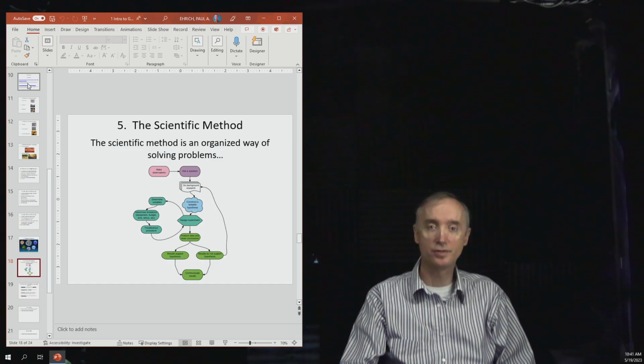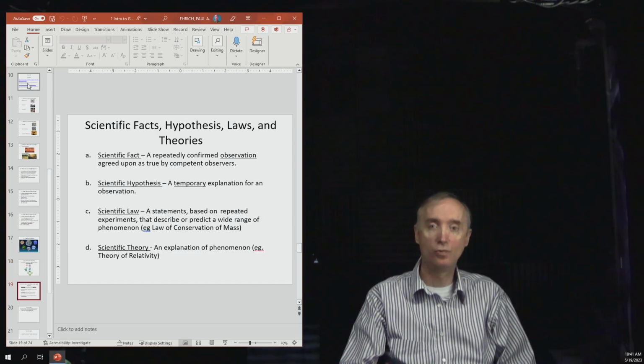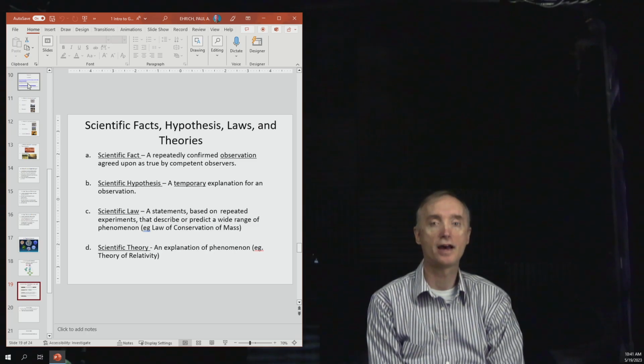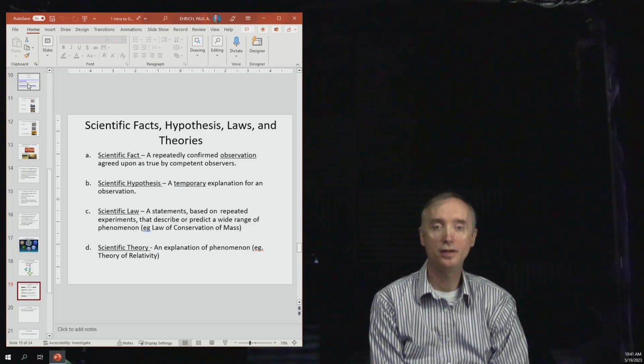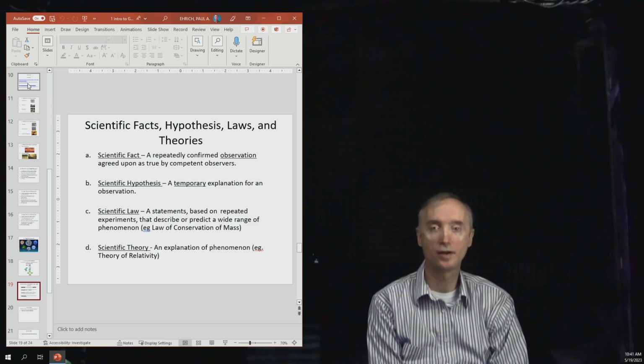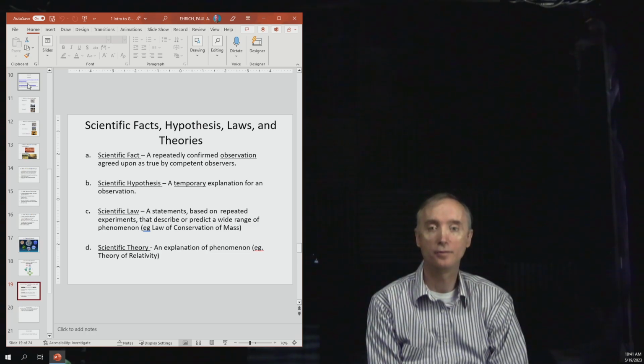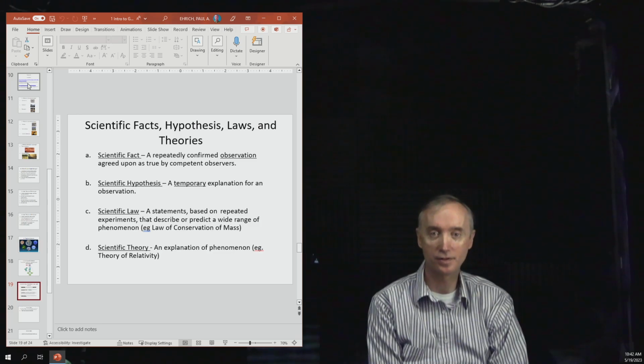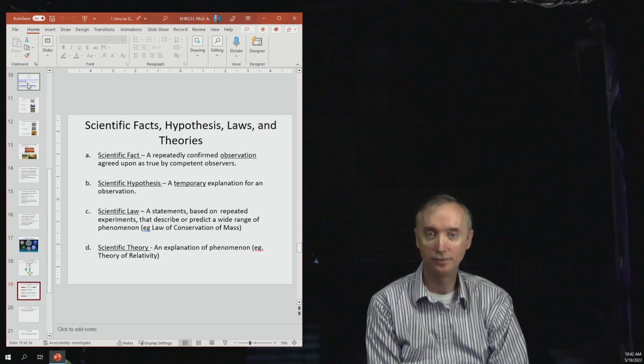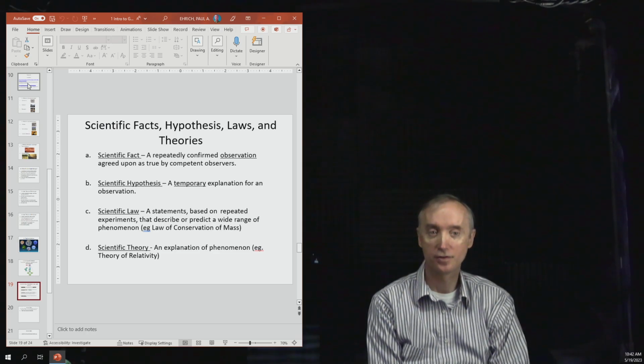So let's look at some definitions here. So what is a scientific fact? It is a repeatedly confirmed observation agreed upon to be true by competent observers. Okay, then what is a scientific hypothesis? It is a temporary explanation for an observation. So it's a guess that answers your question.